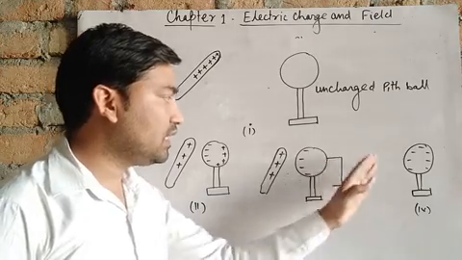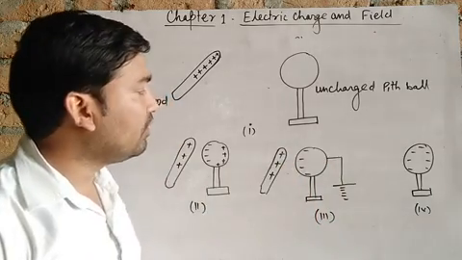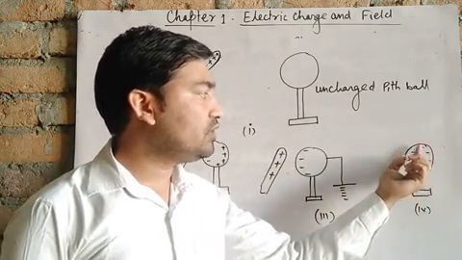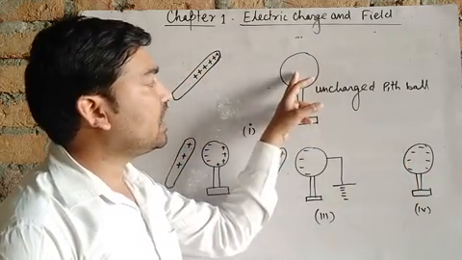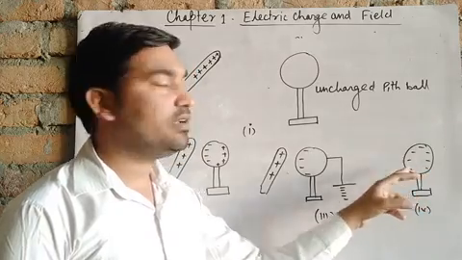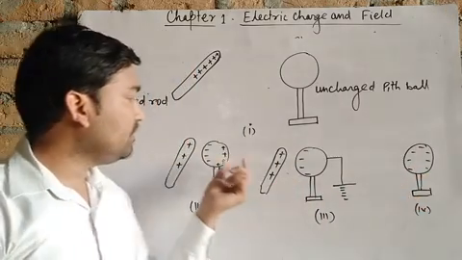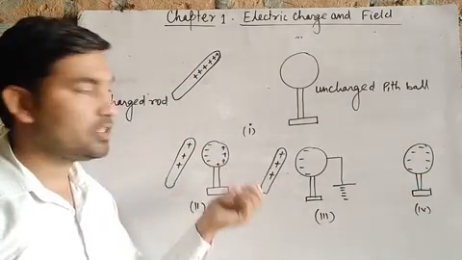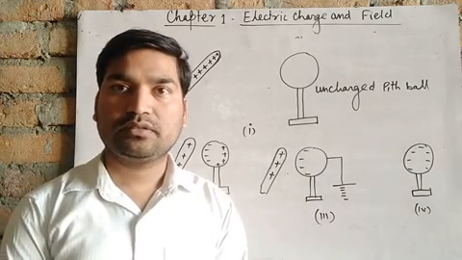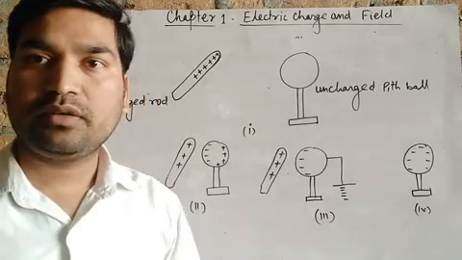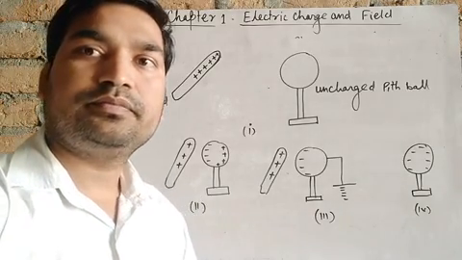Whenever we disconnect the earthing and move out the glass rod, only negative charges appear on the pith ball. That's why the uncharged ball is charged without any physical contact, and this method of charging is known as charging by induction. This is the most important method of charging.